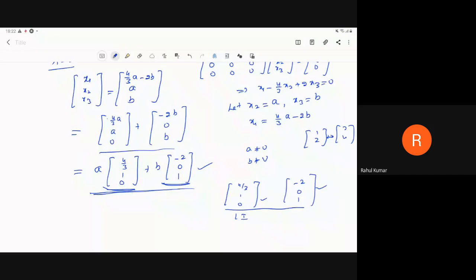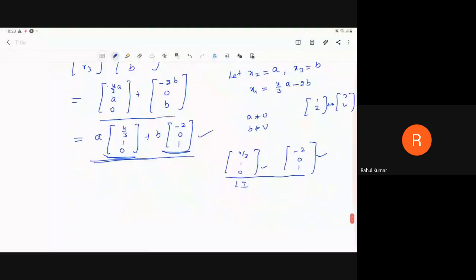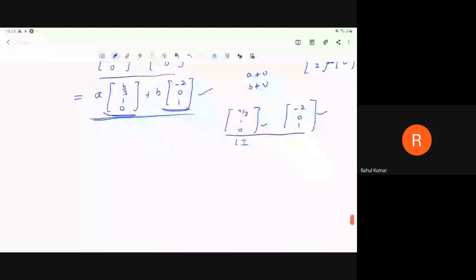So is this example clear to all of you? Okay, very good. Now you can do eigenvalue, eigenvector problems. But before that, let me ask you a quick question.